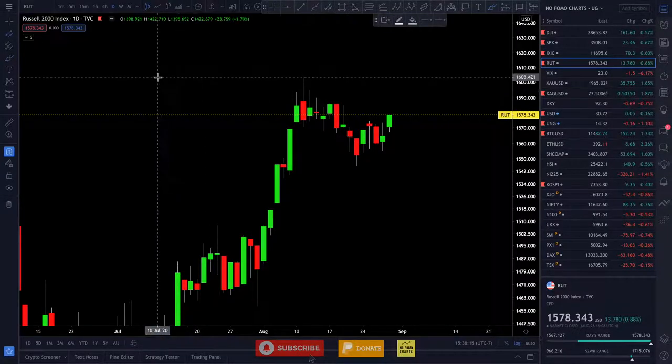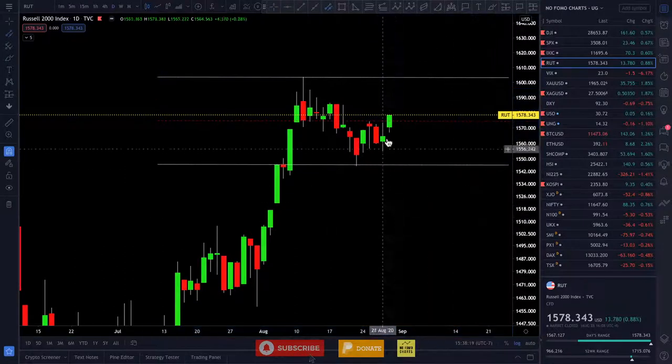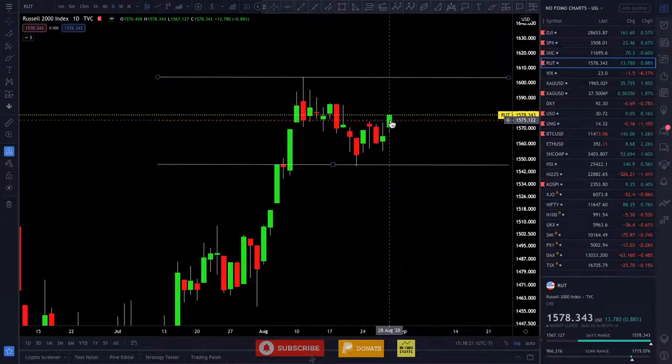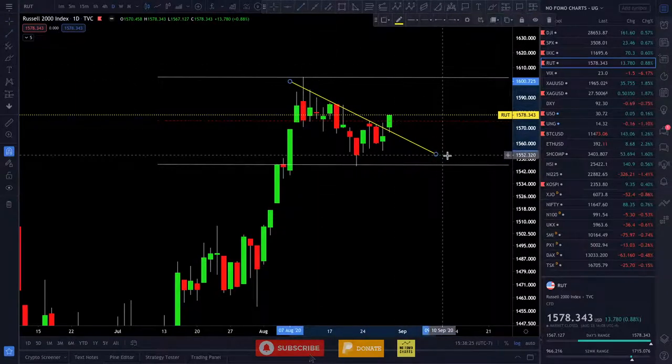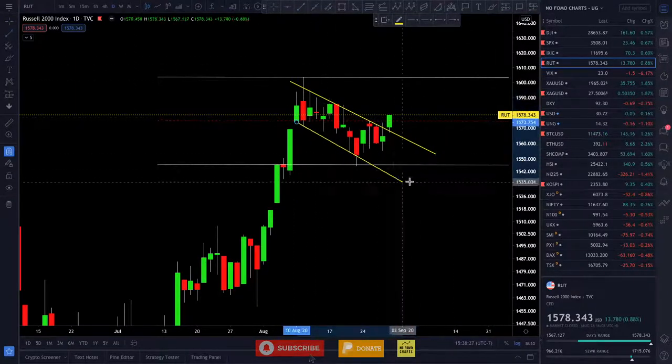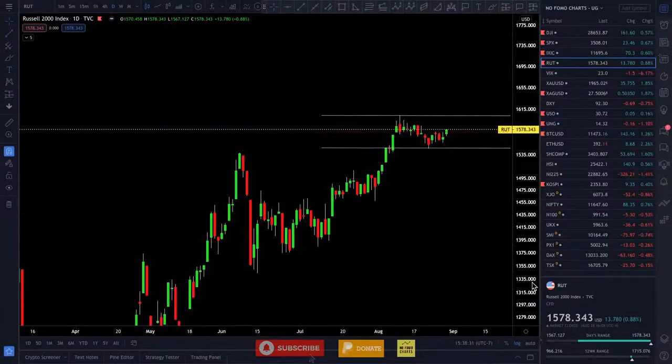All right, to make it even easier, let's draw a parallel channel. So we get the midline in there. Okay, these are the two extreme points for now. Boom, you get the midline in there. That's significant, we broke through that midline. Okay, very short-term traders are looking at this. Very, very short-term breakout setup, okay, but I don't want to get that short-term on this channel.